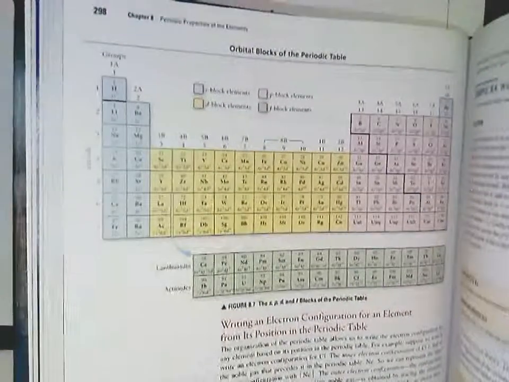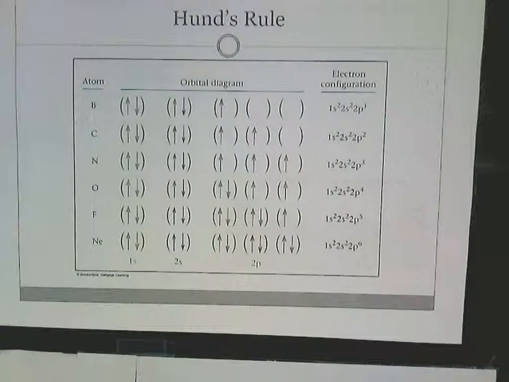Awesome. 298 in your textbook. Will it be on the test? No, but as you're doing your homework, it's handy. I will not have a question about 65 electrons. That's a lot of work. I try to keep it under 20.